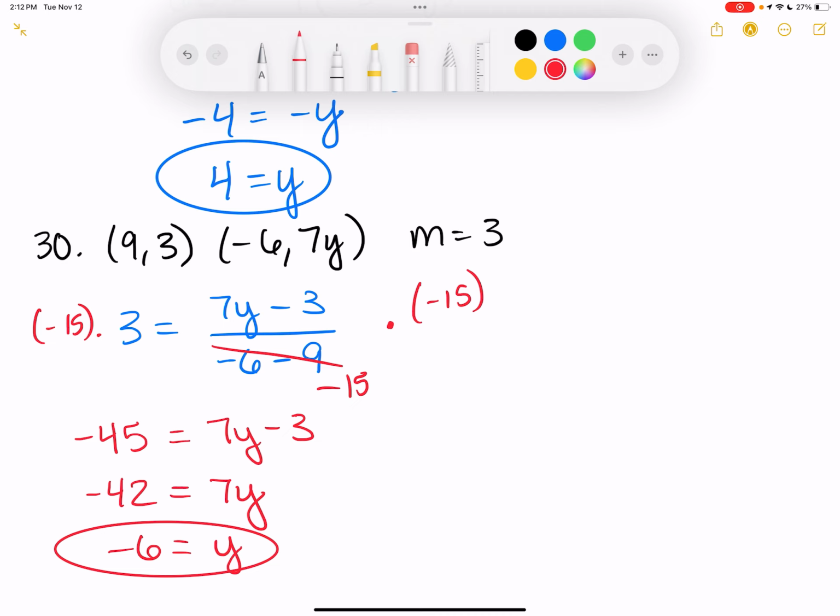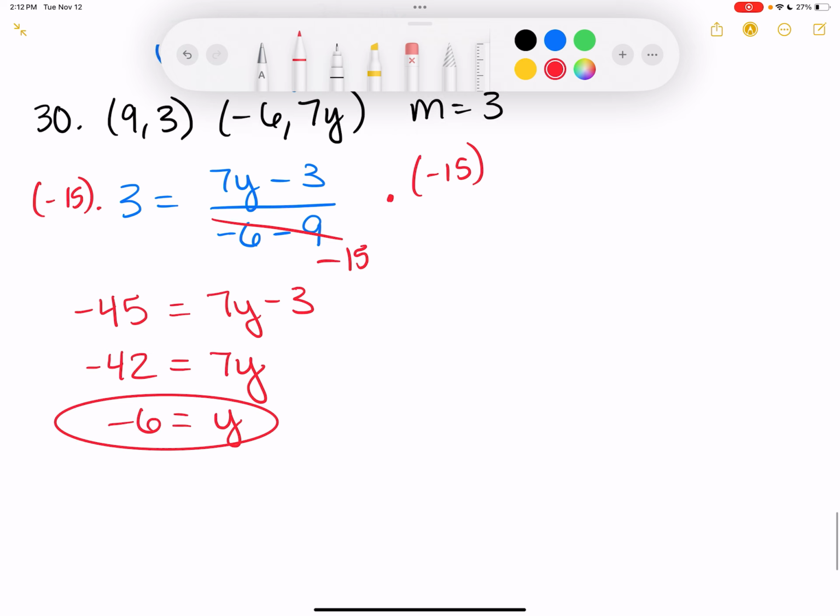All right, any questions about those? All right, problems then are 19, 25, 27, and 29.